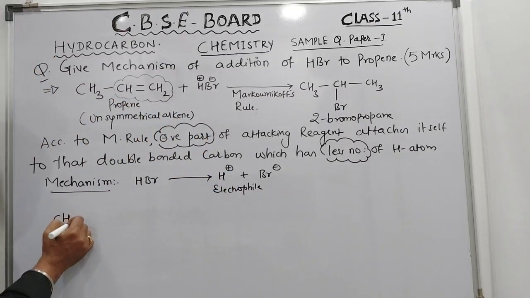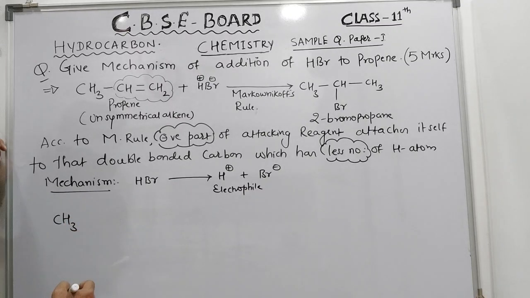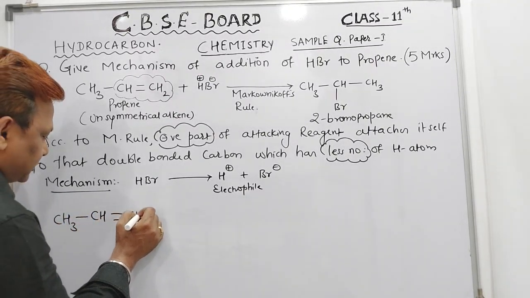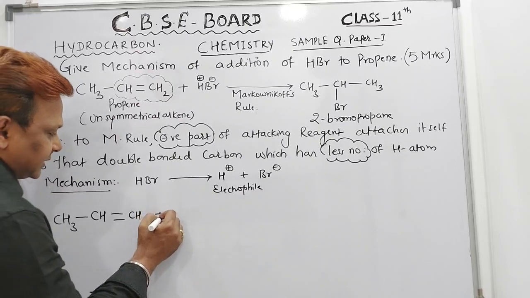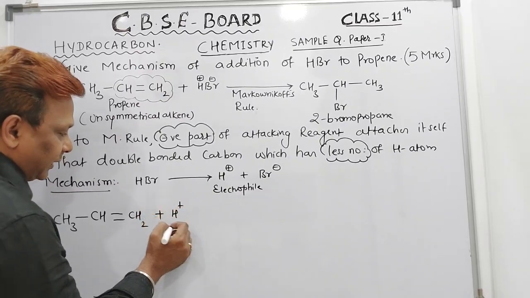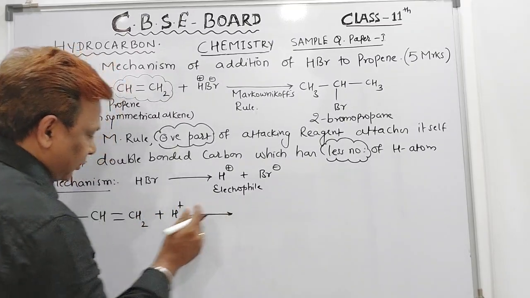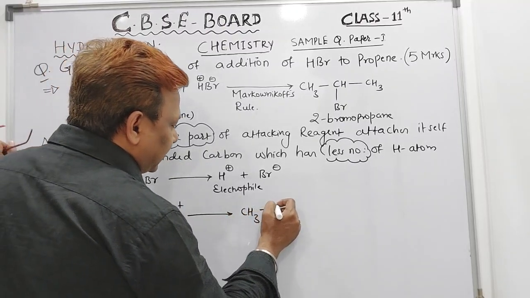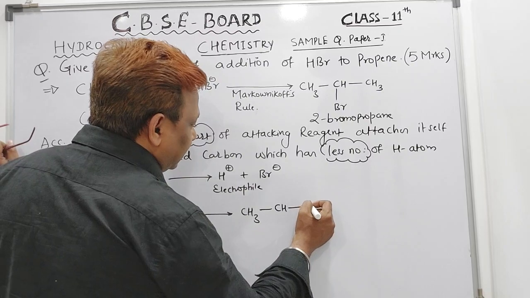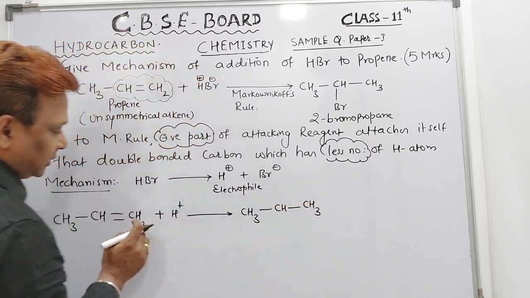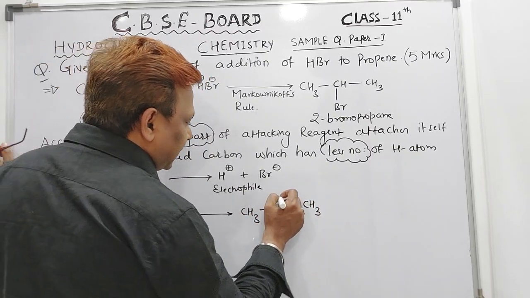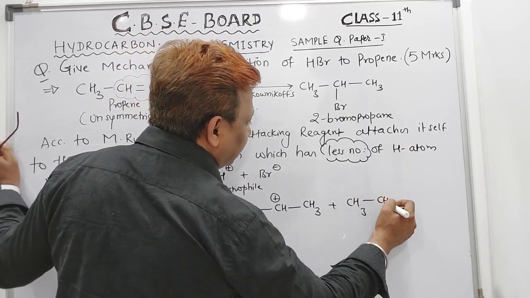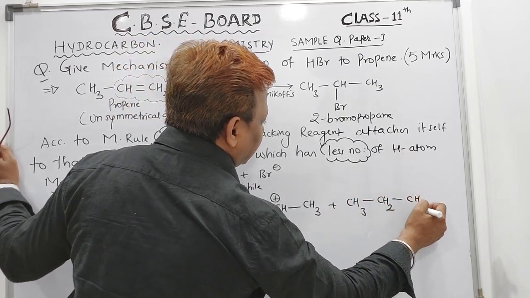What is the unsymmetrical alkene? CH3, then CH, double bond CH2. And this H plus is called an electrophile. But when it attacks this unsymmetrical alkene, it forms a carbocation. See, your H may attack here and form a carbocation, or your H may attack here and form a carbocation.